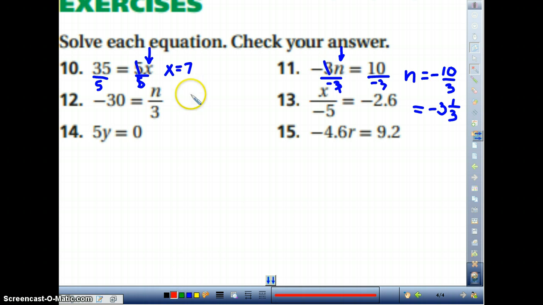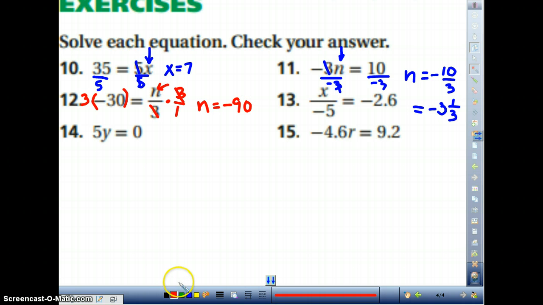Okay, on number 12. I have n divided by 3 equals -30. I want to get n by itself. How do you undo division by 3? Multiplication by 3. And what you do to one side, you got to do to the other. These cancel each other out. What's 3 times negative 30? Negative 90.